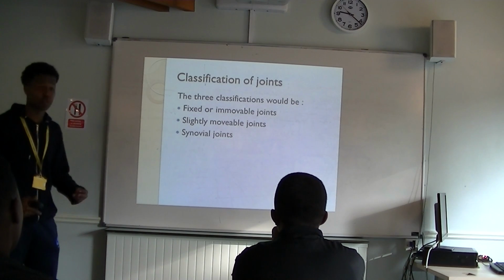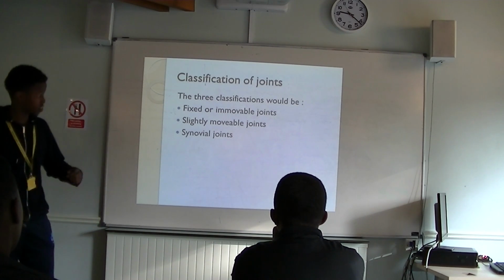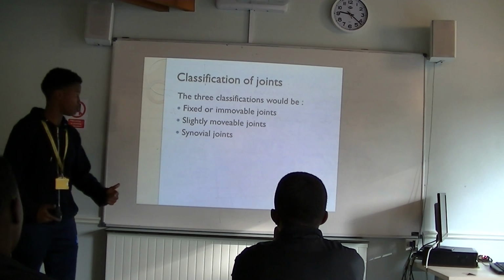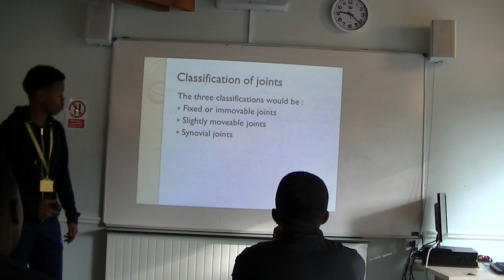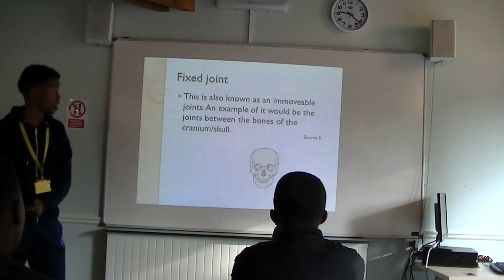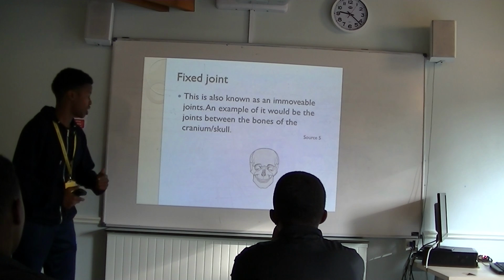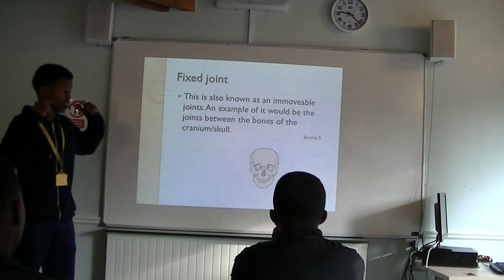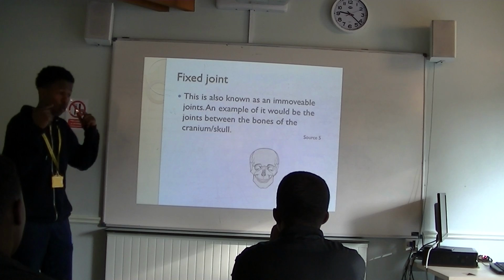Classification of joints. There are 3 main classifications of joints you need to know. There's fixed, also known as immovable, slightly movable, and synovial joints. The fixed joint is also known as the immovable joint. An example of this would be the bones of your cranium, where the joints aren't able to move, they're just stuck together.